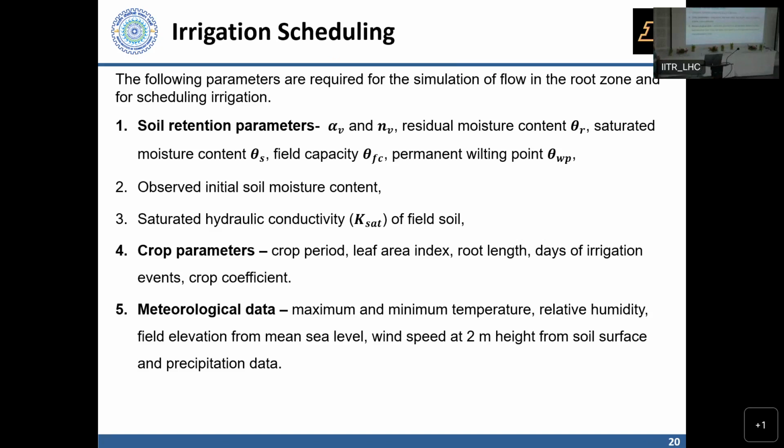The crop parameters are the crop period, leaf area index, root length, days of irrigation when you have irrigation, also rainfall, and the crop coefficient. All of this you have to get by doing experiments. And the meteorological data is for getting the reference crop evapotranspiration.